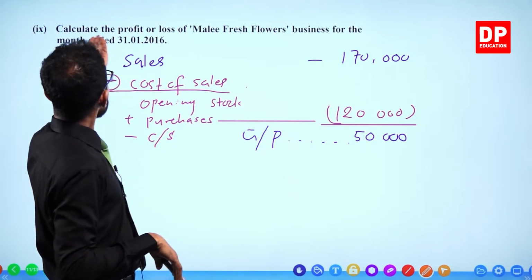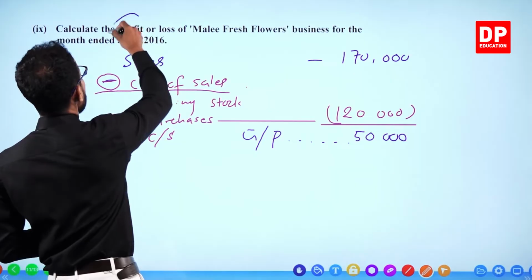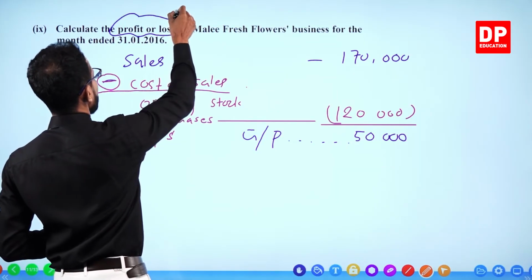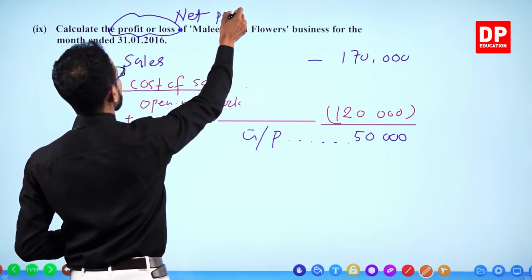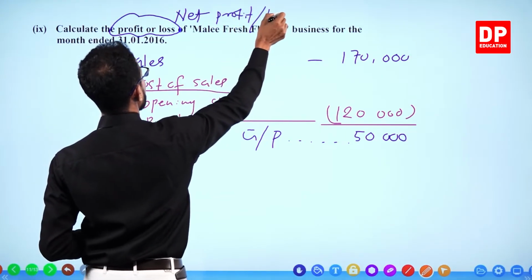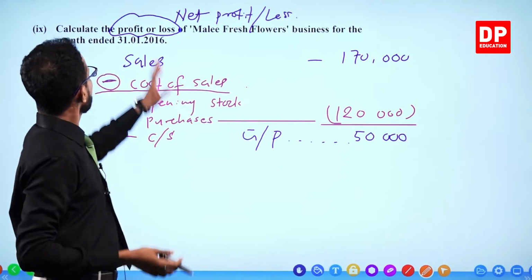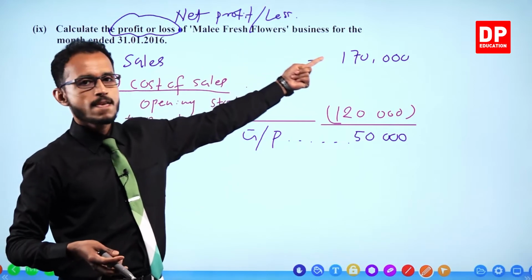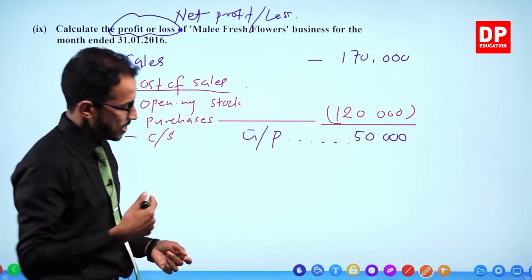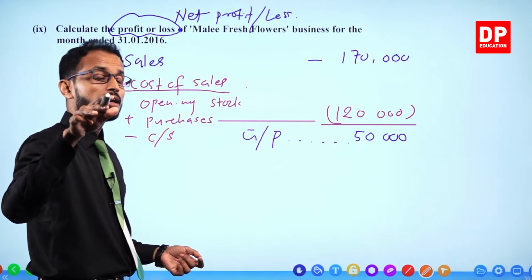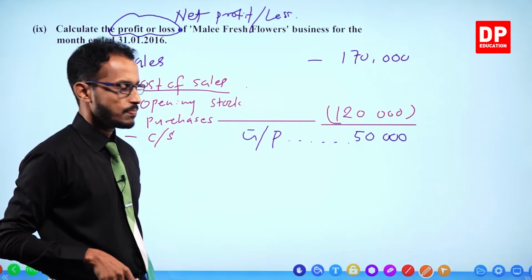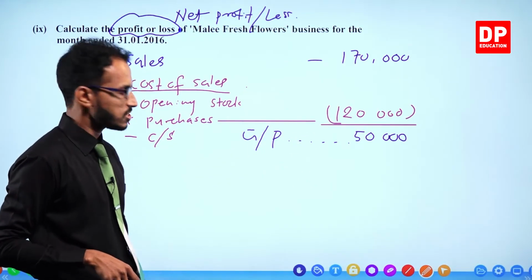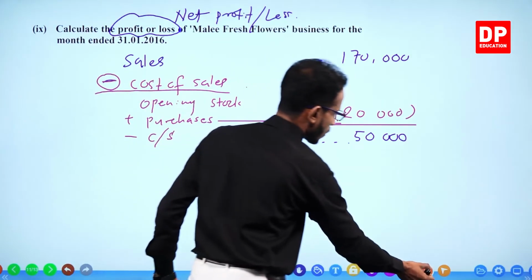What are they asking? Calculate the profit or loss. Profit or loss means net profit or loss. Now we have gross profit. Easy. Insert the total expenses here.